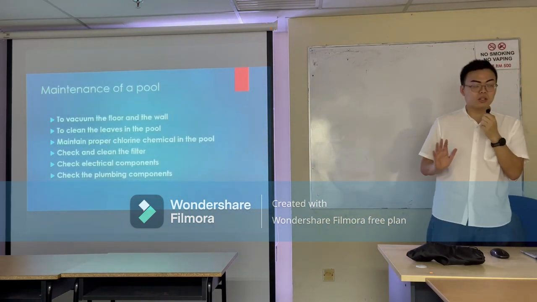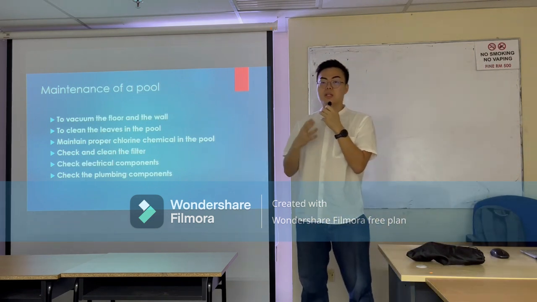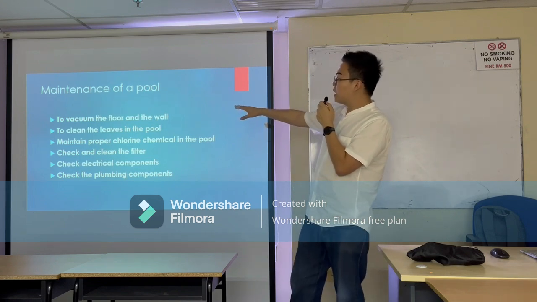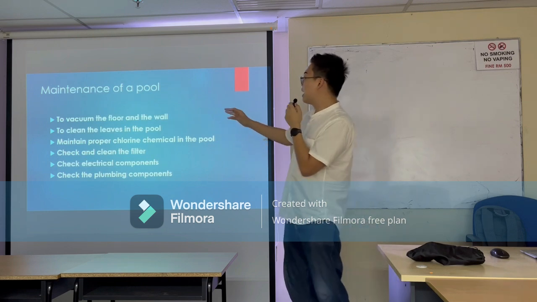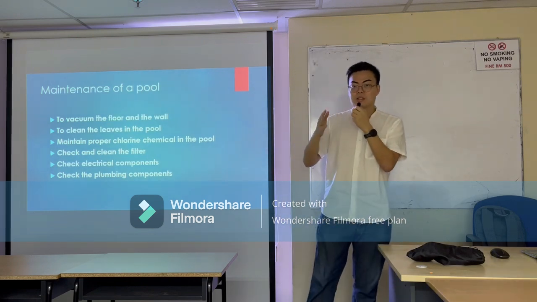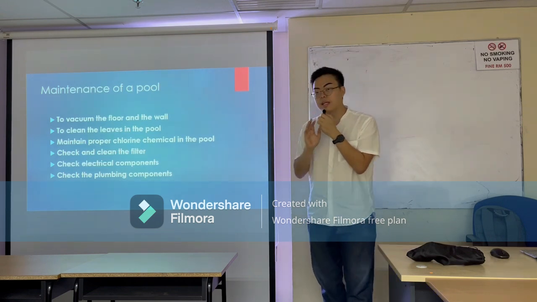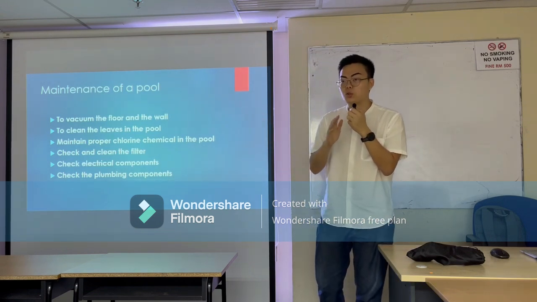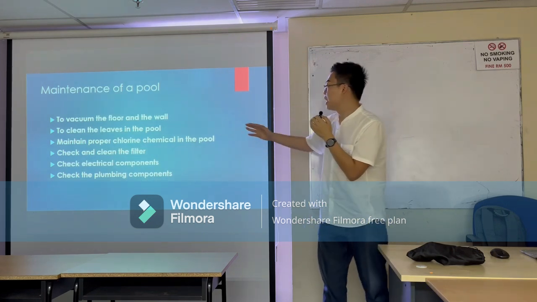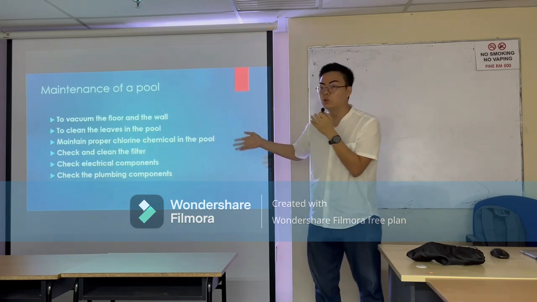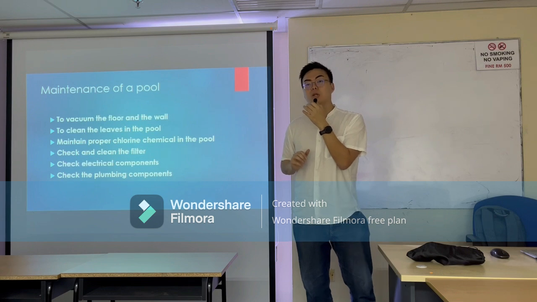So the maintenance of a pool. It is very important to provide maintenance to the pool to ensure that it functions in proper order. As you can see, the maintenance of the pool includes vacuuming the floor and the wall by using devices, cleaning the leaves in the pool, as well as maintaining proper chlorine chemical in the pool. Chlorine kills bacteria, so it is important to make sure that the amount of chlorine is enough, and also to check and clean the filter regularly, and to check the critical electrical components inside the pool.